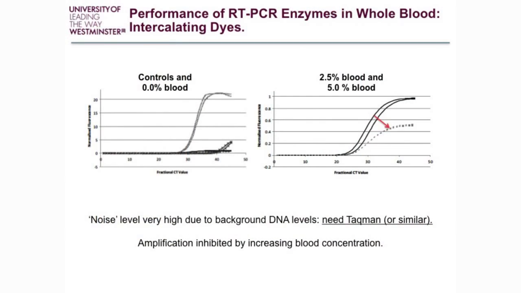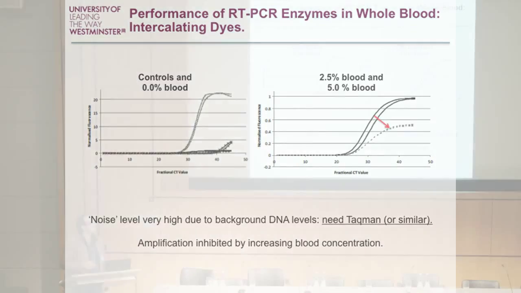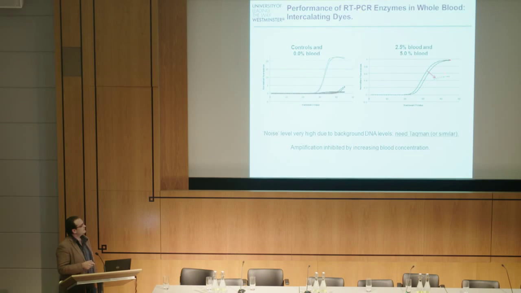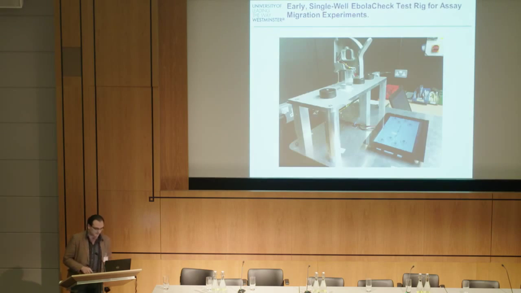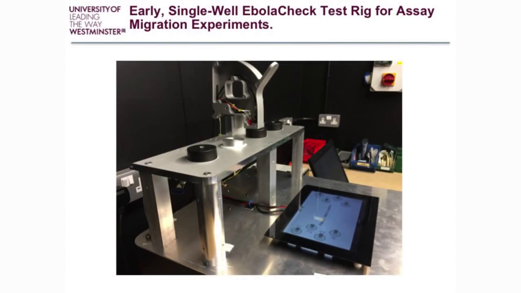We thought for a moment maybe we can play with intercalating dyes instead. That didn't really affect the problem. We still have loss of fluorogenic signal, and we also have loss of efficiency. The problem we encountered now was too much high background because of the DNA in blood. So to try and reconfigure the whole technology, we developed this single well instrument.